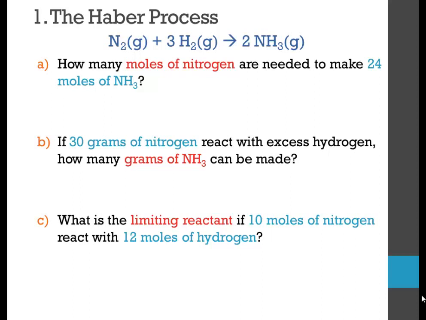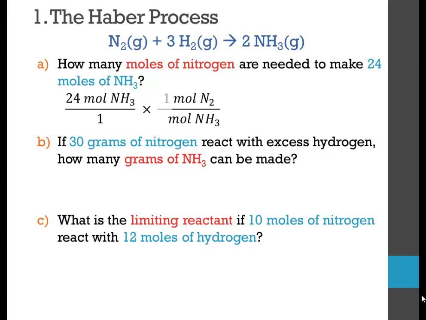So my wanted quantity is highlighted in red, that's the moles of nitrogen, and I'm given 24 moles of ammonia. So we'll start with 24 moles of ammonia on top with 1 on bottom. And because this is already in moles, I can go straight to a mole ratio. So in order to cancel out, I need to have moles of ammonia on bottom. And I want to change moles of ammonia into moles of nitrogen. So at this point, once I solve this, I will have my answer in moles of nitrogen.